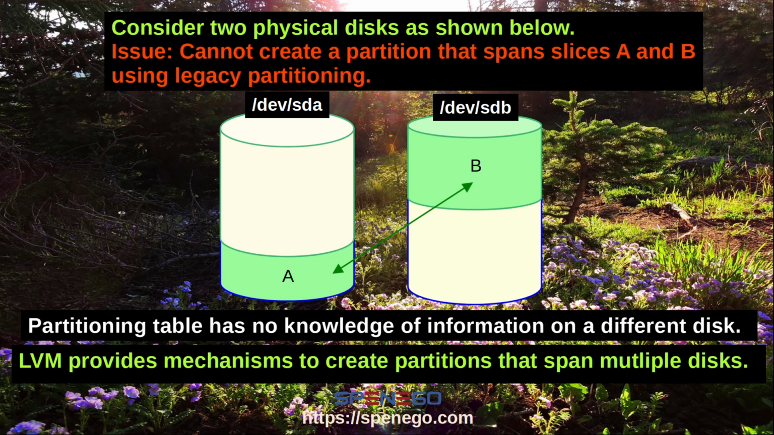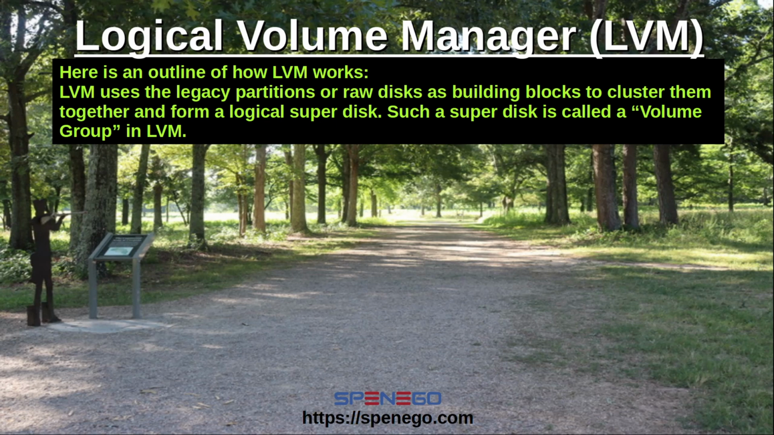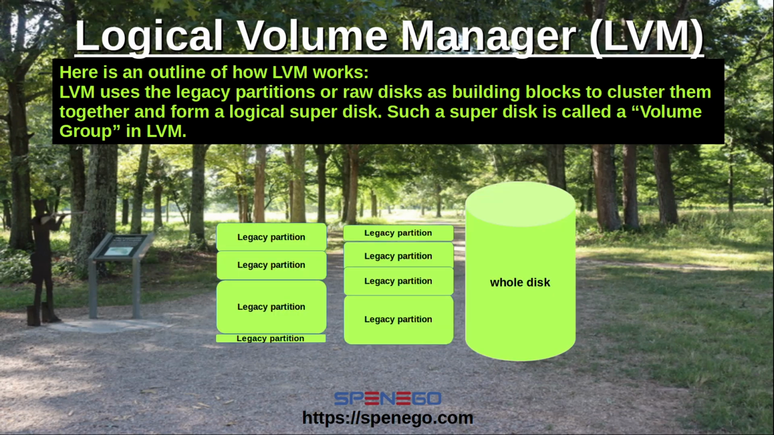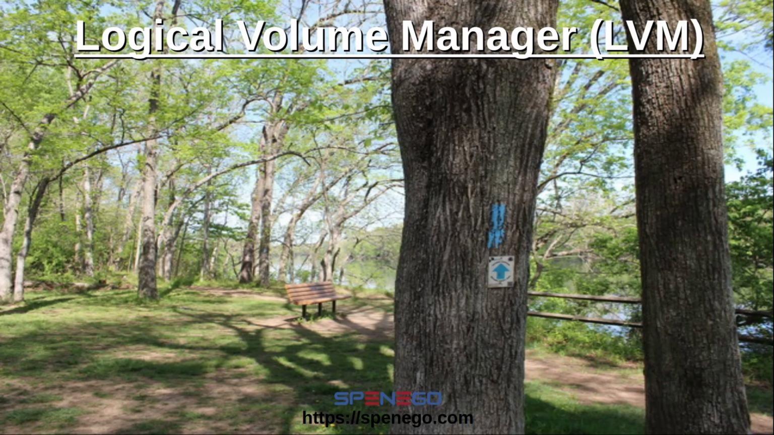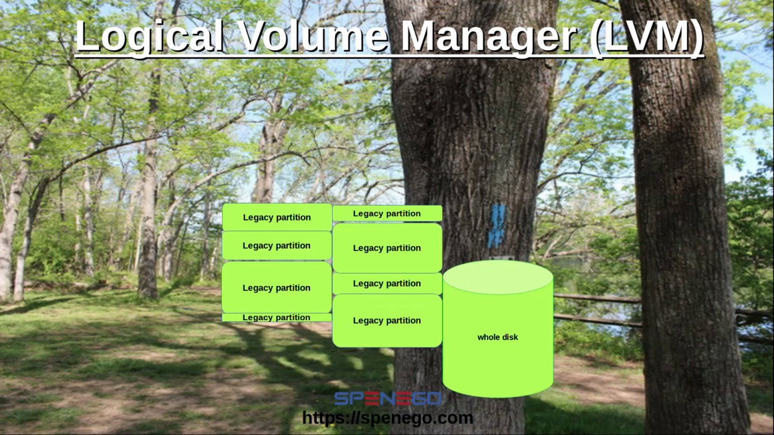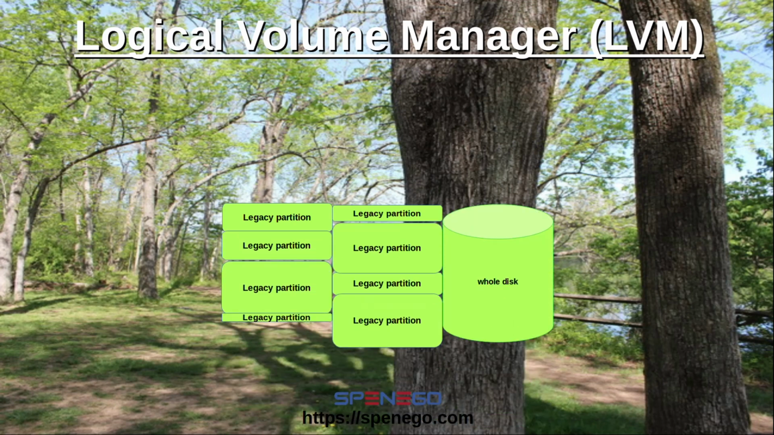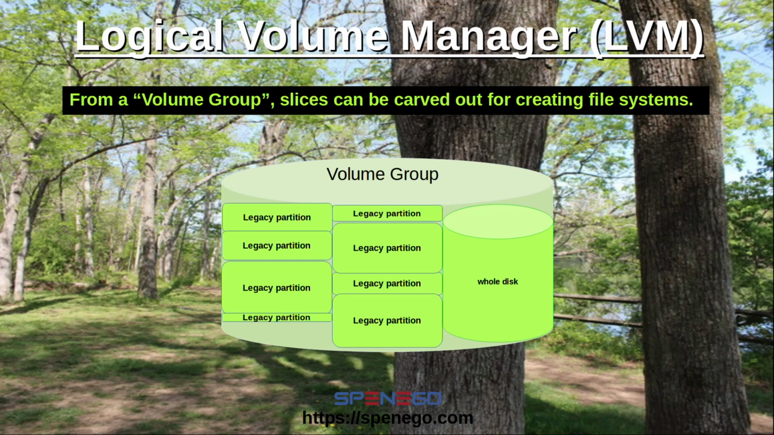Here is an outline of how LVM works. LVM uses the legacy partitions or raw disk as building blocks to cluster them together and form a logical superdisk. Such a superdisk is called a volume group in LVM. Here is a different version of the visuals. The legacy partitions and the whole disk are used as building blocks to create a volume group. From the volume group, a slice can be carved out for creating a file system.